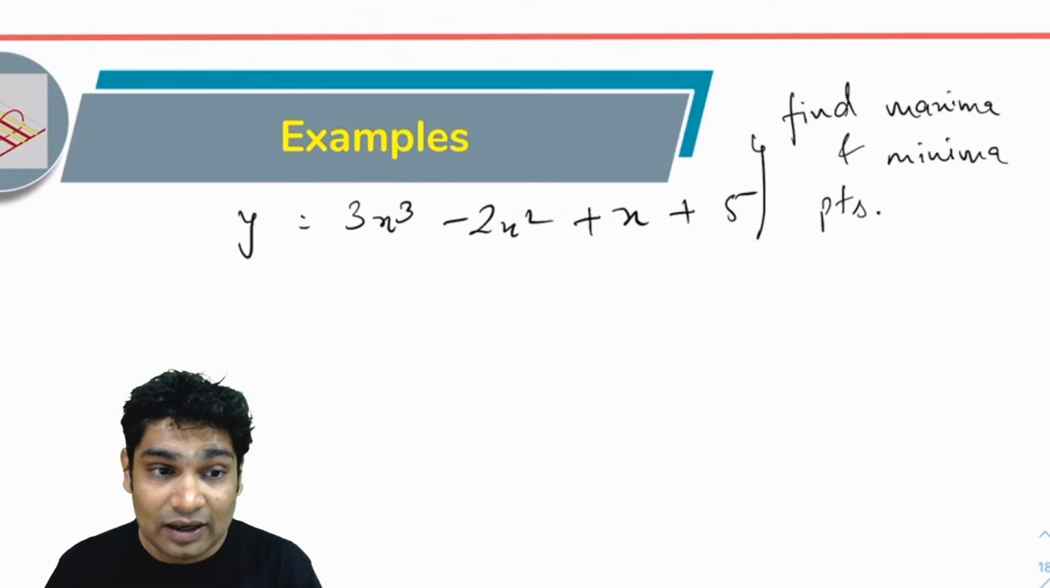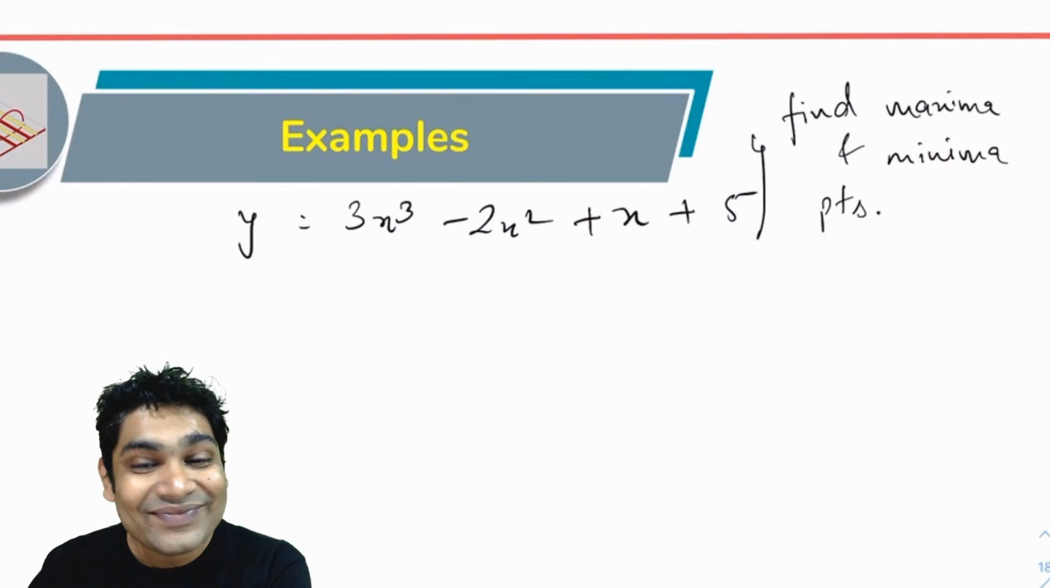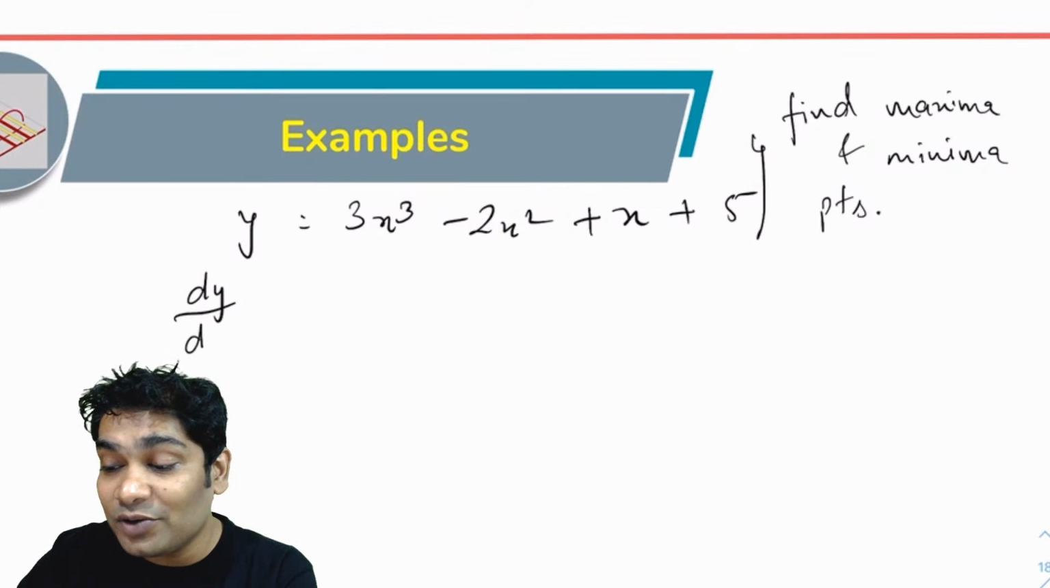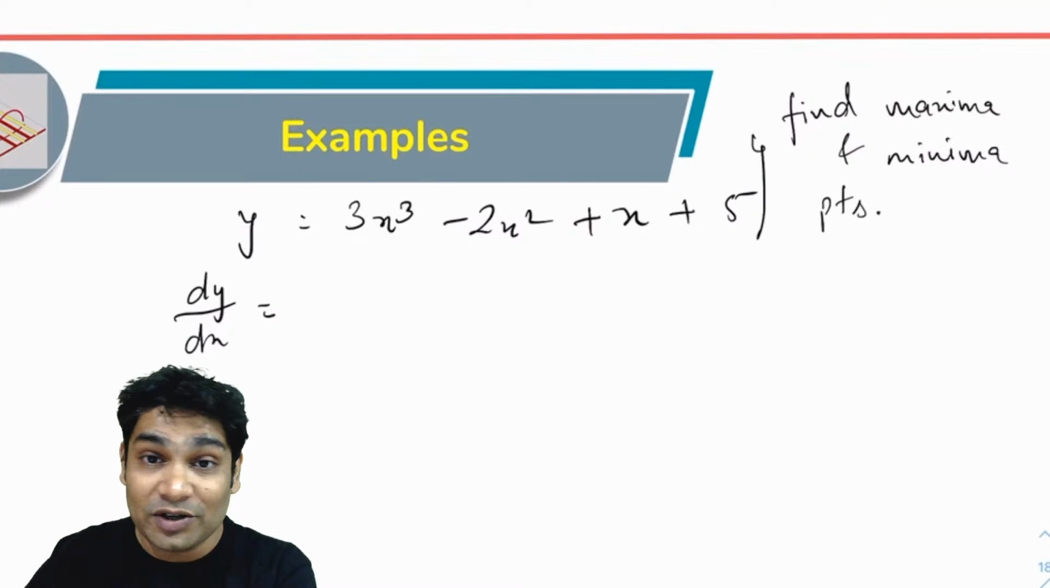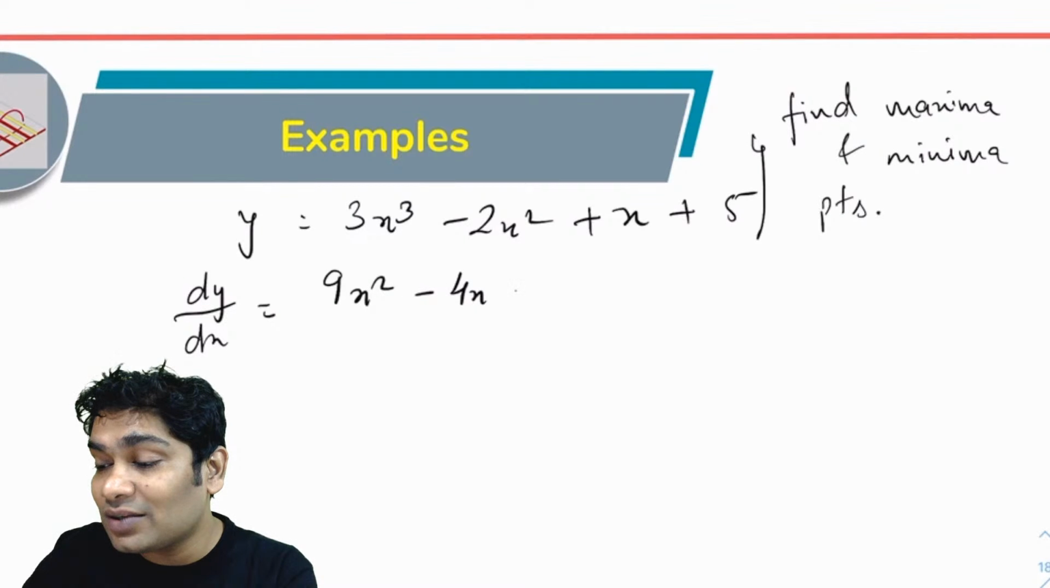Alright, so let's see how you solve this. First you find dy by dx. So what is your dy over dx? That is 9x square minus 4x plus 1.